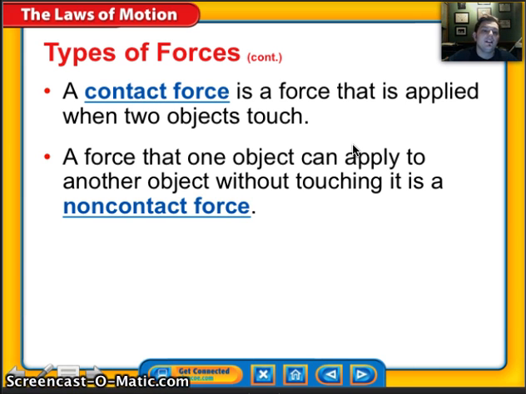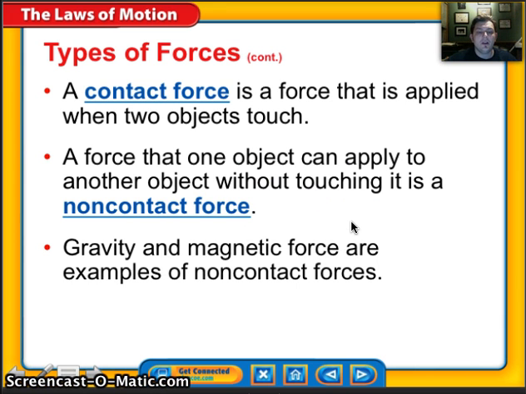Now, what's the opposite of a contact force? Well, you have this. Non-contact force. A force that one object applies to another object without touching it. Now, can you think of any examples of things that can push or pull without touching? Well, here are some examples. We have gravity. Now, the Earth doesn't come up and just grab you, okay? There's an attractive force, a non-contact force, that keeps you to the ground, okay?